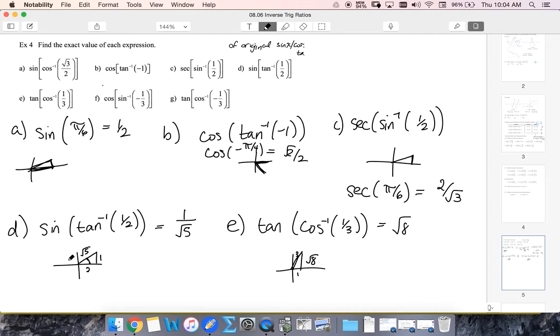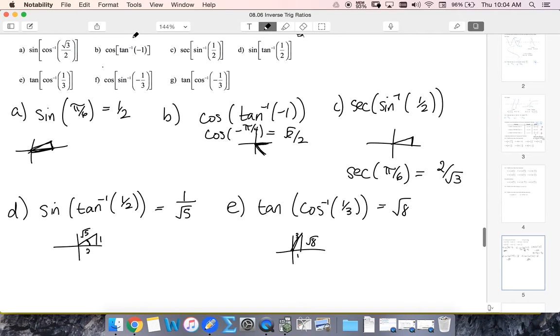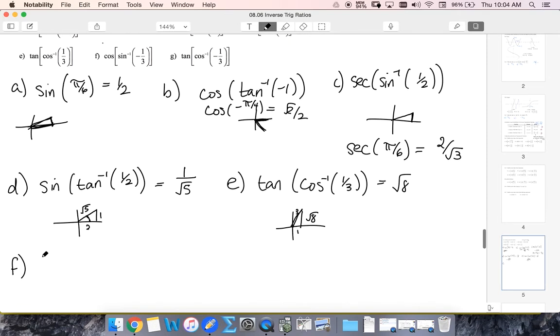All right, so F and G. F, cosine of sine inverse of -1/3. Well, that's telling me what quadrant I'm in. Sine is going to be negative down in quadrant 4. So -1 and then hypotenuse of 3. That's now going to tell me this side is root 8. The cosine of that, root 8 over 3.